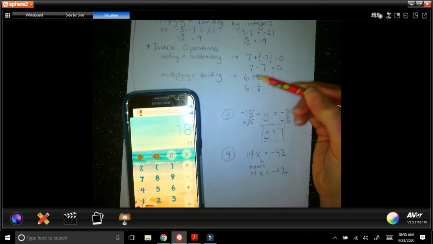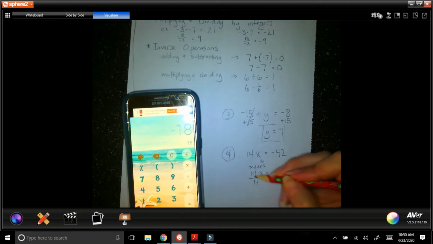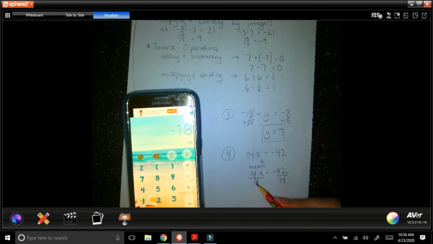So the inverse of multiplying is dividing. The way I'm going to show that here is I'm going to show that I'm dividing each side of the equation by 14. So 14 divided by 14 is 1, or 1x. And then on my calculator, I'm going to type in negative 42 divided by 14. And the answer is x equals negative 3.